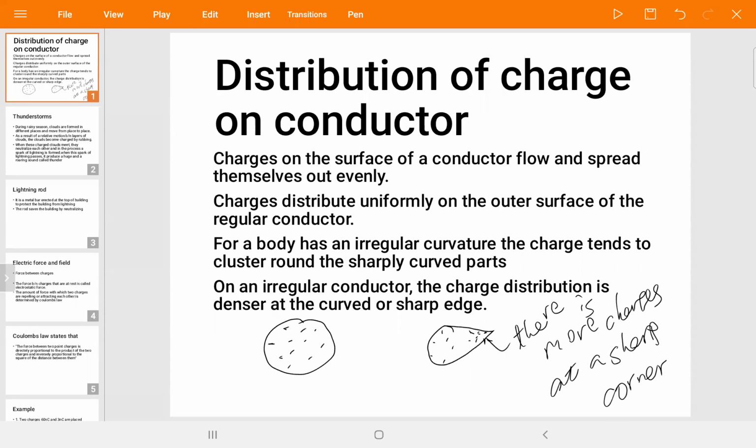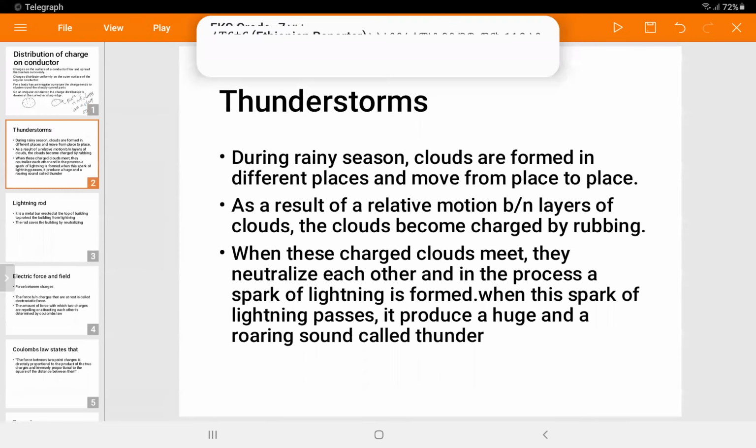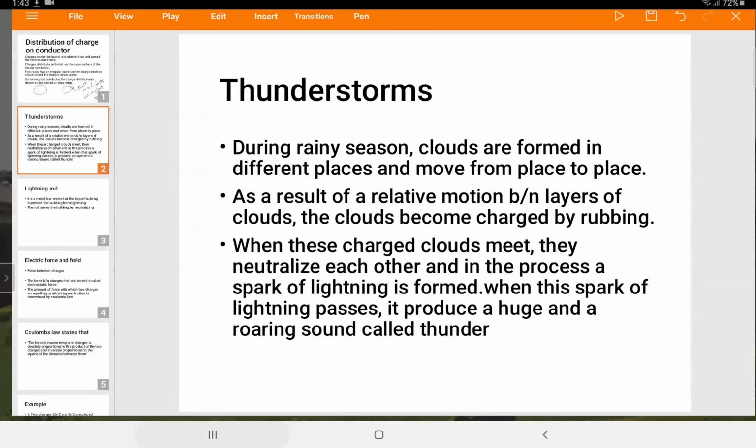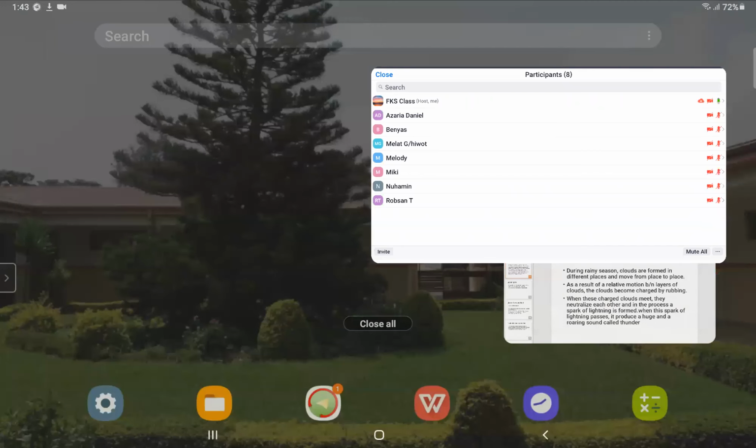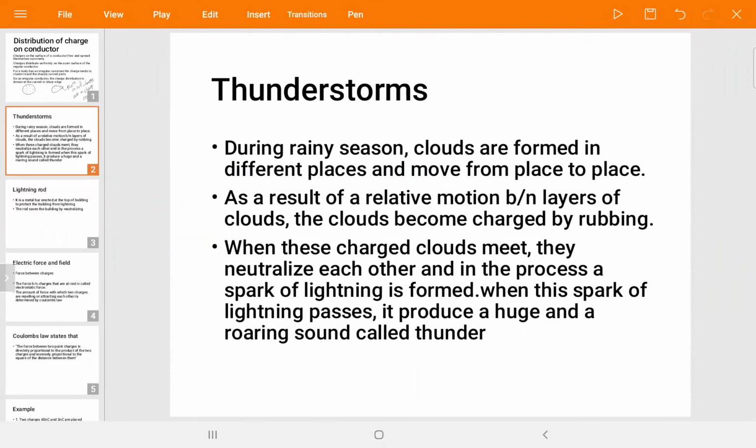At the sharp corner, there will be the accumulation of charges. And the other point is about the formation of thunderstorms. Then there will be cloud on the sky, and this cloud moves from one part to the other. And when they are in relative motion, there are different layers based on the temperature difference. The one which is near to the surface, and the other one is a layer which is formed above the first layer.